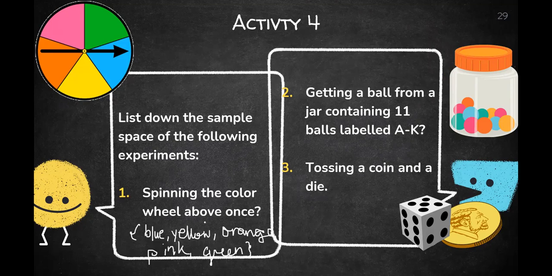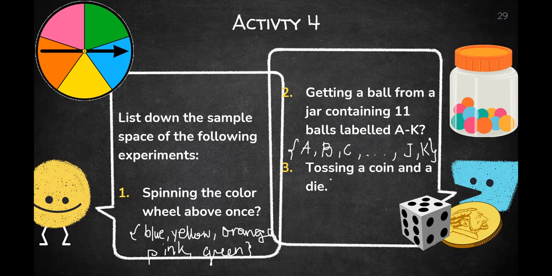Pero ganyan, ilista nyo na lahat. Huwag nang i-tama rin, okay? It does not have any particular pattern. So, list it down. Okay, number 2. Getting a ball from a jar containing 11 balls labeled A to K. A, B, C, D, E, F, G, H, I, J, K. Ayan, yun yung ating magiging sample space. And since may pattern naman siya, sige, you can use the ellipsis.